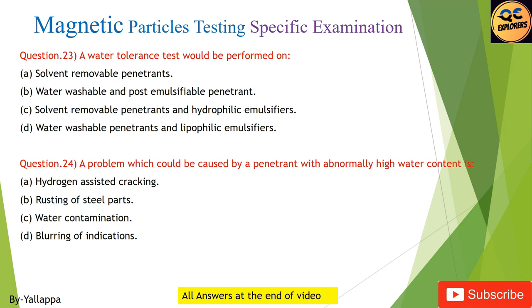Question point 24. A problem which could be caused by a penetrant with abnormally high water content is hydrogen-assisted cracking, rusting of steel parts, water contamination, blurring of indications.